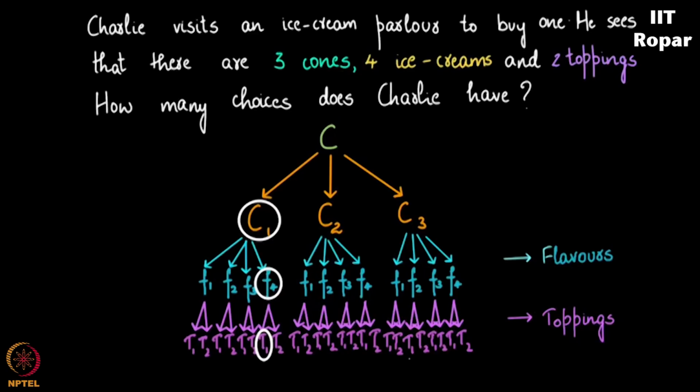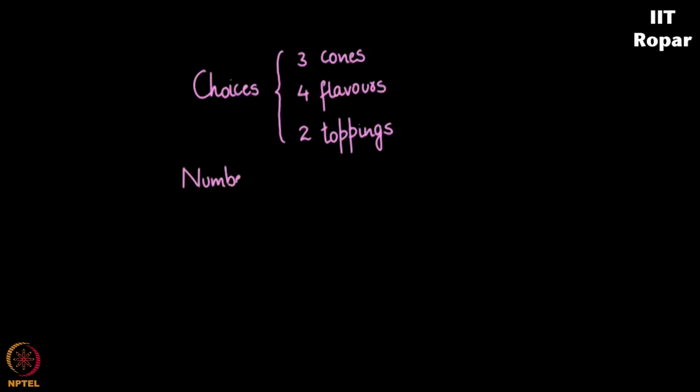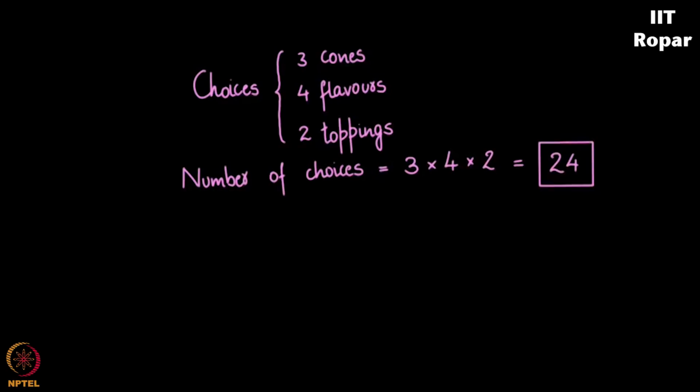So how many choices does Charlie have? He can choose between 3 cones, 4 flavors and 2 toppings. So you see, he must choose one each among the 3. So we have, by the rule of product, 3 into 4 into 2, which is 24 choices. So he has 24 possibilities of choosing an ice cream.